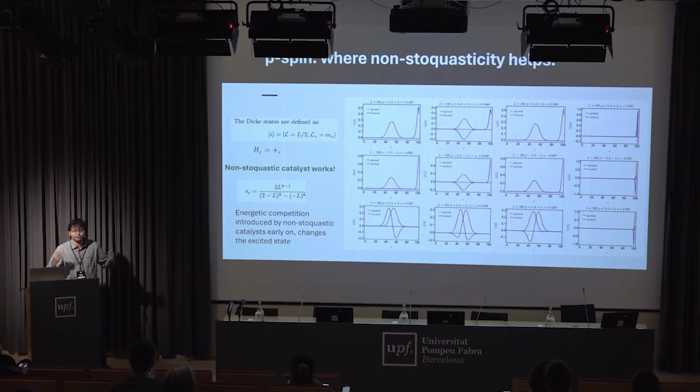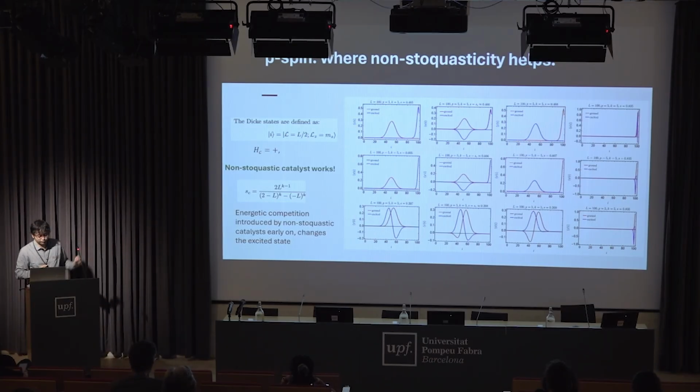Here, in our scenario, I was introducing tunneling between the two states. But in the p-spin scenario, the n-local catalyst changes the excited state itself, and that somehow has an overlap with the ground state, and that induces a gap. So this is quite different from what we have, and that is why non-stochasticity works here.